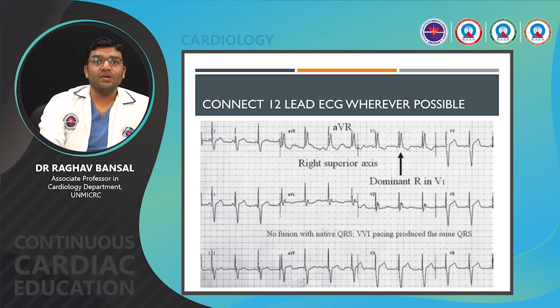So this is an example where you have a CRT ECG and biventricular pacing is happening. You have a good narrower QRS and there is a predominant R wave in V1 and a negative QRS in lead 1 and aVL, which says that there is good LV pacing happening.